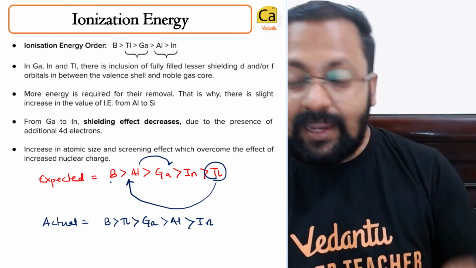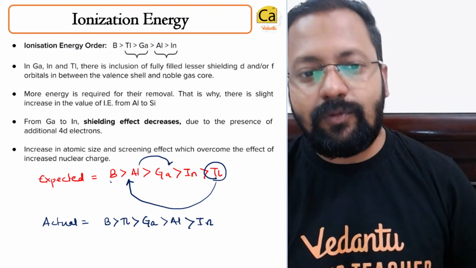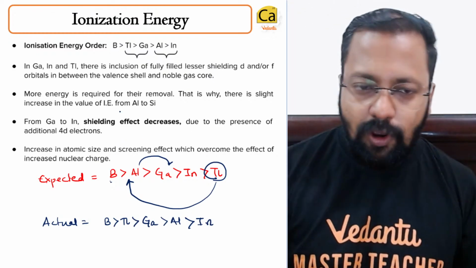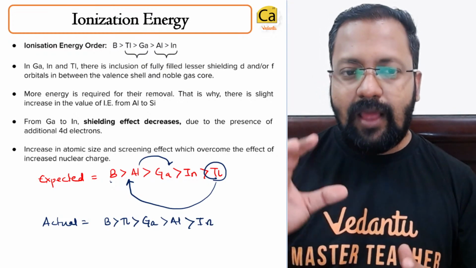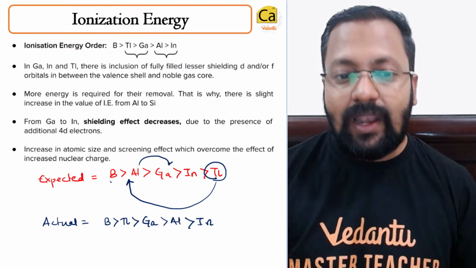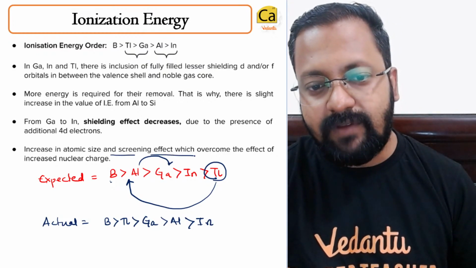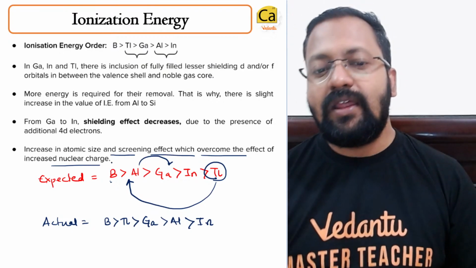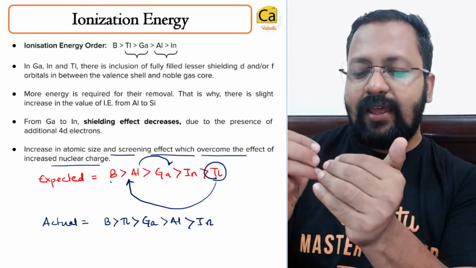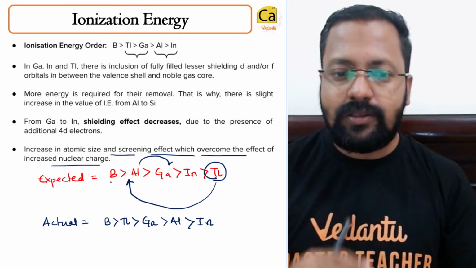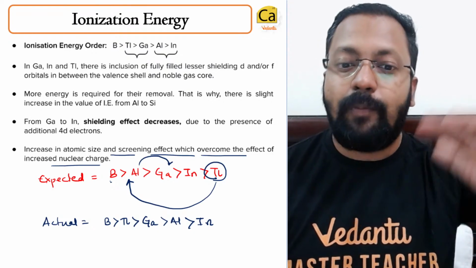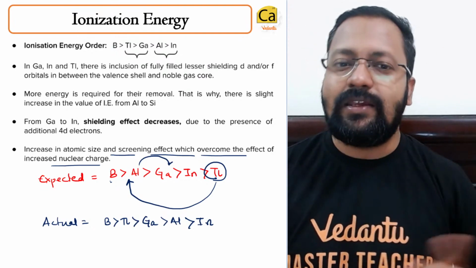Now, if I go from gallium to indium, the shielding effect increases due to the presence of additional 4d electrons, and because shielding increases, atoms become much smaller. So it becomes difficult to remove an electron from thallium. The increase in atomic size and screening effect overcome the effect of increase in nuclear charge. So if I go from gallium to indium, I would expect the ionization energy to increase, but it doesn't, because the increase in size dominates over the effect of increased nuclear charge.